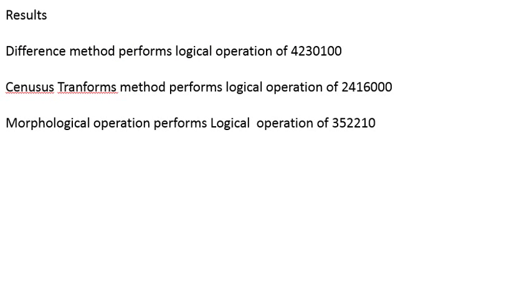Results. The difference method performs 4,230,100 logical operations, whereas the census transform method performs 2,416,000 logical operations, whereas morphological operations perform 3,352,210 logical operations, which is very low, and we have less complexity than the other two methods. It gives results within 14 milliseconds.